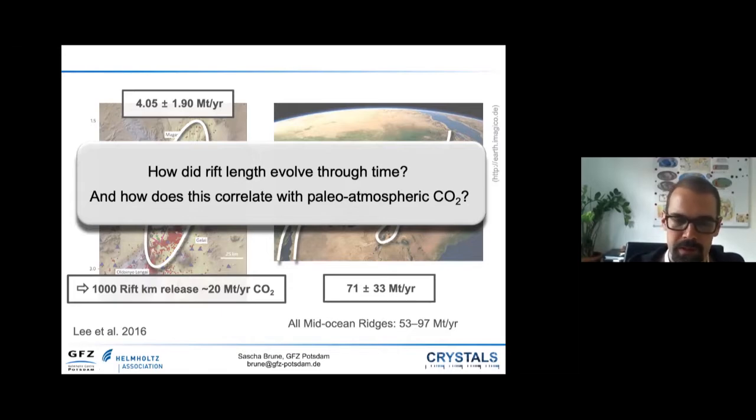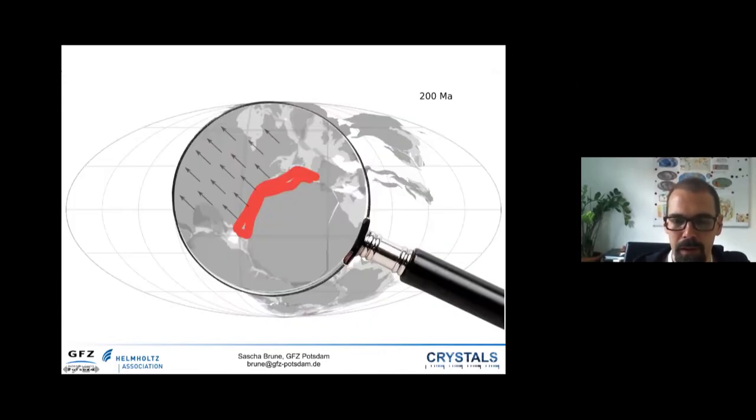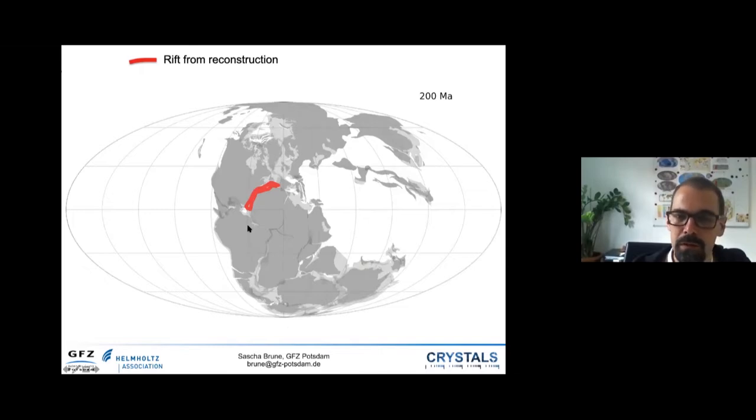And so this is where I step in now, and I say, well, how did rift length evolve through time, and how does it correlate with paleoatmospheric CO2? And for that, I go back to my tectonic reconstructions. I say, this is a rift. I can quantify how long it was, and I can do that over time. So these red dots are the rifts from the reconstructions, and they are mostly occurring along the plate boundaries that are mapped and that are included in the plate reconstruction.